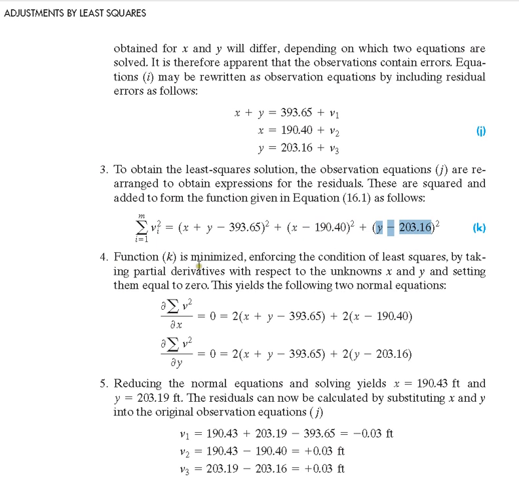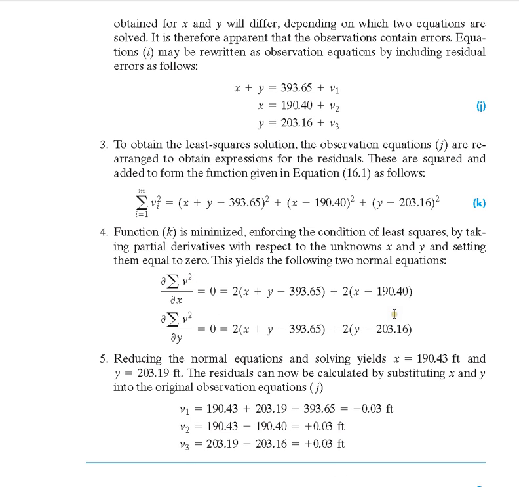Now, the function K is in the equations, it's what it's basically saying. Okay, this is J, this is K. It says function K is minimized, enforcing the conditions of the least squares by taking the partial derivatives. When you take a partial derivative in calculus, when it's got something to the power of 2, you take that power and bring it down to the front. So it's 2 times the same equation as the residual. And then in this one, it's 2 times. So we're taking a derivative with respect to the x's. Notice this last one has absolutely 0 in it because there's no x value there. That's why it gets dropped off.